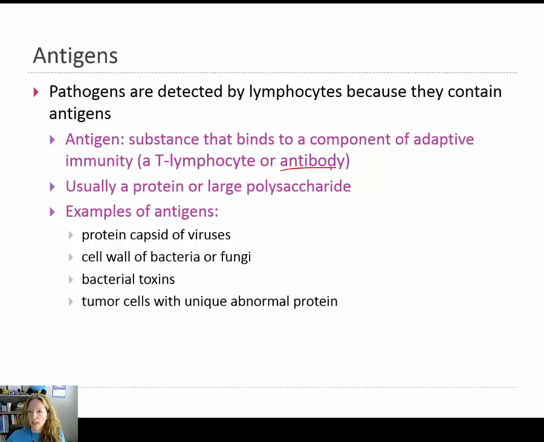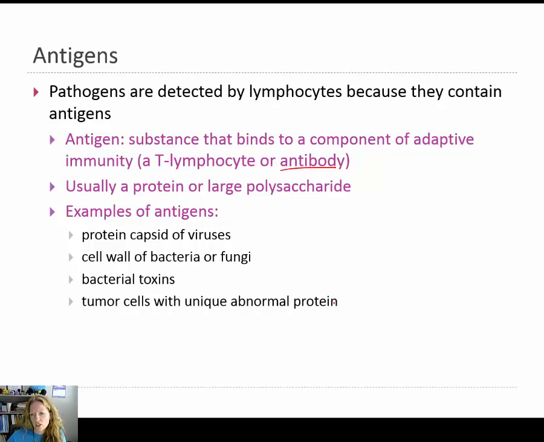So either an antibody or a T lymphocyte is going to go in and detect those antigens. It's usually some kind of protein, or it's going to be some kind of large polysaccharide. But just know that each antigen is going to be unique for each infectious agent. So that's another key thing.